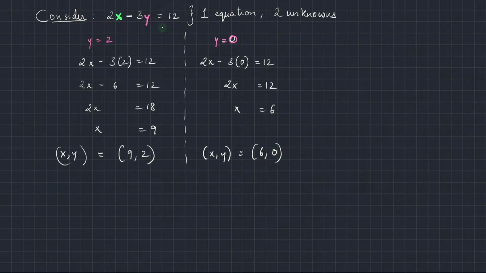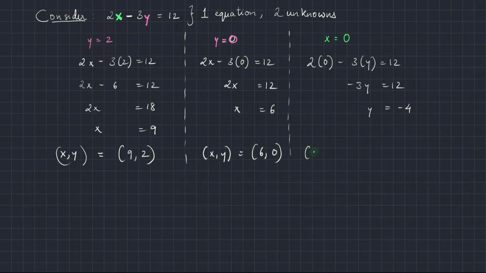You might say, hey, there are two unknowns, so you might have two solutions, but we can find one more solution. This time let's try to fix x to 0. Now let's try to find the value of y. We have 2 times 0 minus 3 times y equals 12. We should get y equals negative 4. And so this time the solution is x comma y equals 0 comma negative 4.